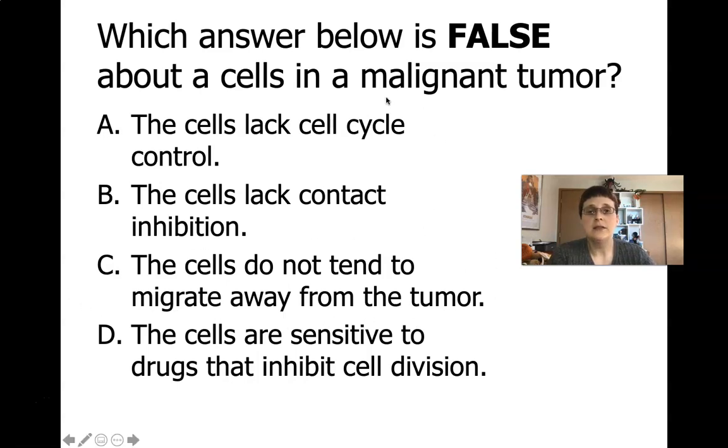Right? Because a malignant tumor, these guys have migrated away. Benign tumors, they stay put. We'll talk about D. I know we haven't talked about that yet, so you may have said that one, and that's okay. They definitely are going to lack contact inhibition because that's what's allowed them to create that tumor. And they lack that cell cycle control because that's part of what has allowed them to divide uncontrollably.